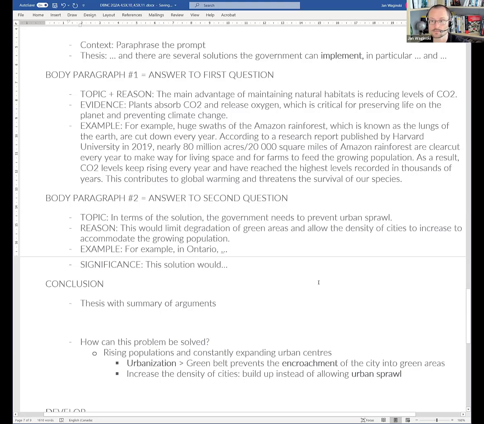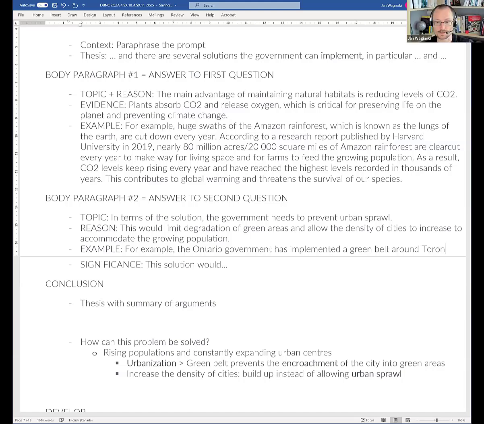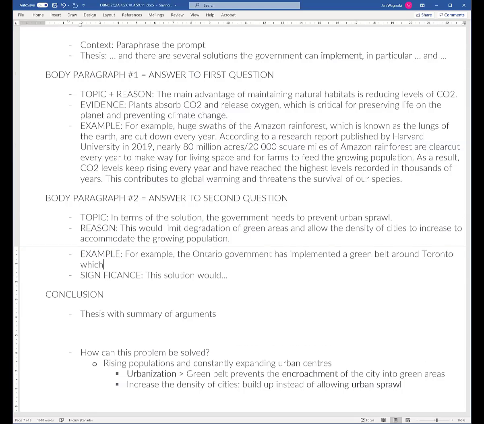For example, in Ontario, the Ontario government implemented a green belt around the city in 2012. So let's say Toronto, because the examiner doesn't know where you are in the world, so they might not know which city you're referring to, and Ontario is a province, so we'll say a green belt around Toronto. Planted a green belt around Toronto, which limits the urban sprawl. What's a synonym for sprawl?